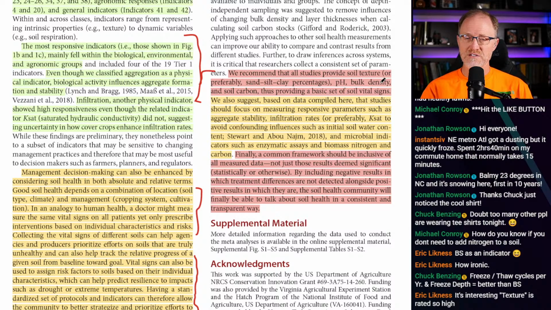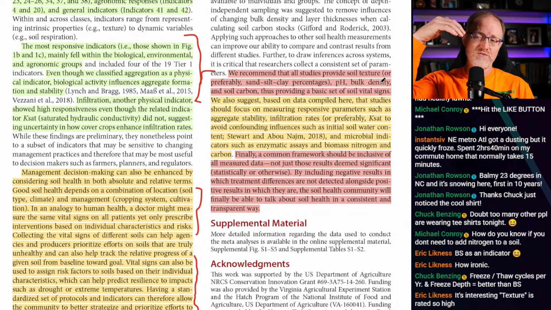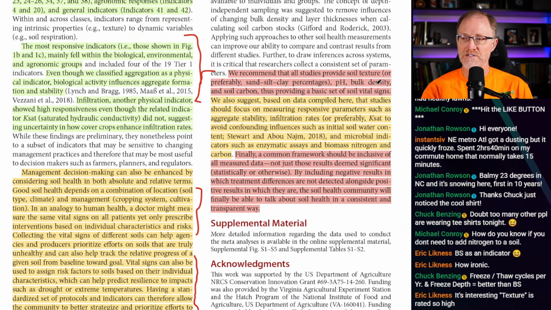And all that's fairly easy. Just get a nest of sieves and you do it. You can do the hydrometer method if you want, which is more accurate, I guess. But get soil texture. pH, fairly simple. Bulk density, it's simple, just requires a little time. And soil carbon, which is easy nowadays with the combustion instruments we have. We can at least do that. So that's what they're recommending.